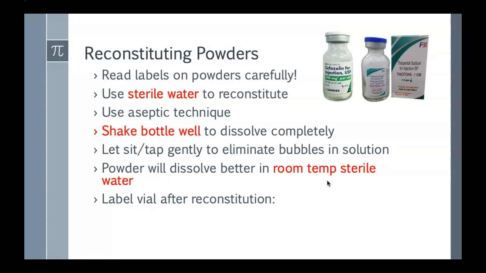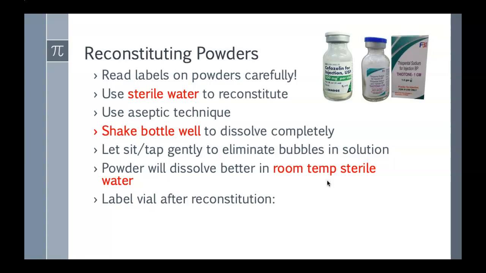All right, and then we'll lastly go through reconstituting powders. So of course, as always, read the labels on powders carefully. Some powders require specific reconstitution concentrations in order for it to be stable for an extended period of time. So always read the instructions, and if they have specifics, then certainly use the specifics that they recommend.